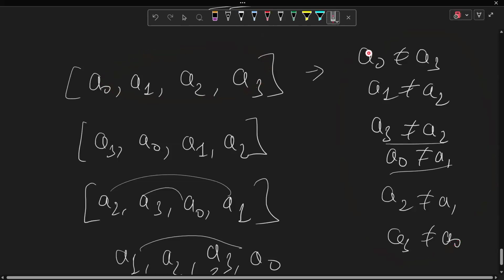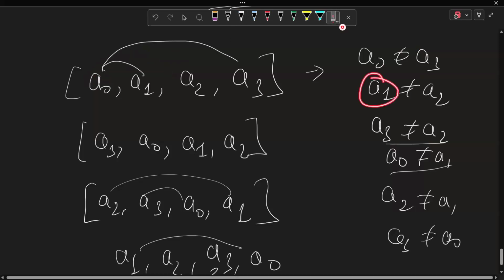If you look at these conditions, what observation can you draw? A0 should not be equal to A3. A3 should not be equal to A2. A2 should not be equal to A1. A1 not equal to A2. Let's look at just A0. It should not be equal to A3, it should not be equal to A1. But there is no condition for it to be not equal to A2. It can be equal to A2. For A0, my conditions are that it should not be equal to A1 and A3.